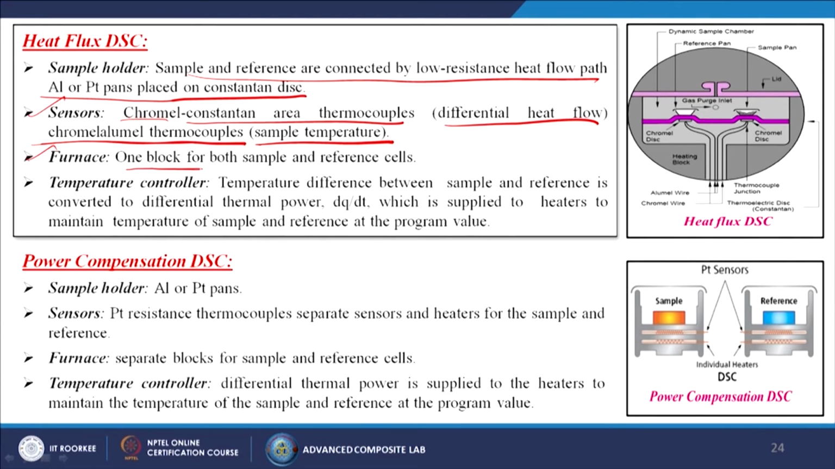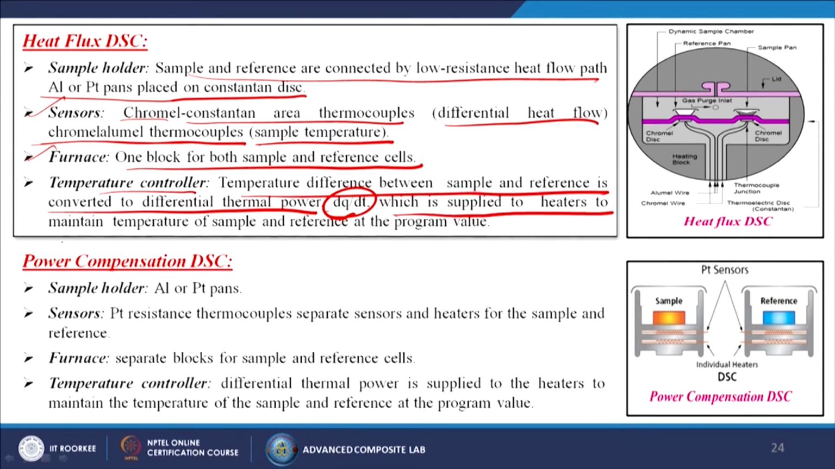Furnace, one block for both sample and reference cells. Temperature controller, temperature difference between sample and reference is converted to differential thermal power dQ by dt, which is supplied to heaters to maintain temperature of sample and reference at the program value.